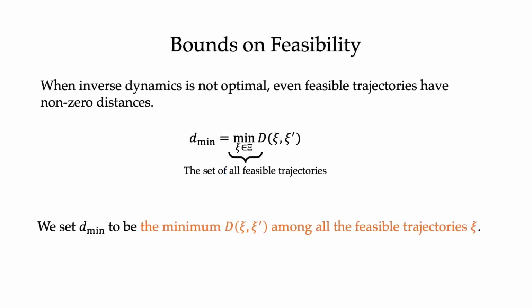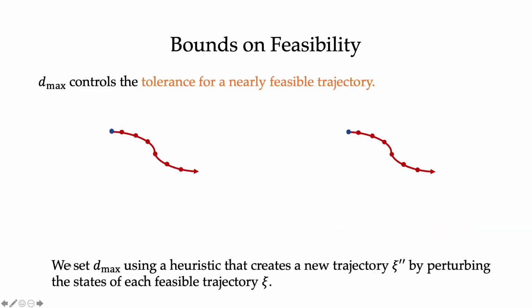However, when the inverse dynamics model is not optimal, even the feasible trajectories have larger than 0 distance. We set a threshold d min to be the minimum distance d among all the feasible trajectories as a lower bound for distance d. Distances lower than d min are mostly feasible trajectories. Similarly, we set an upper bound for the feasibility metric as the tolerance for a trajectory with positive feasibility.